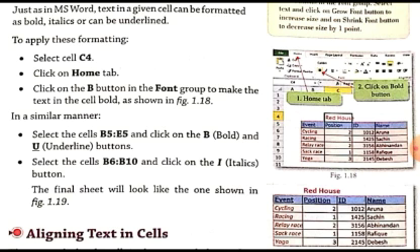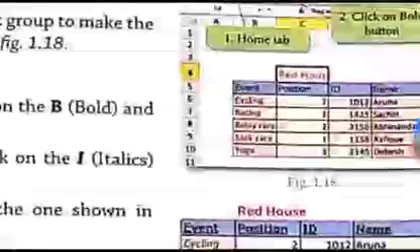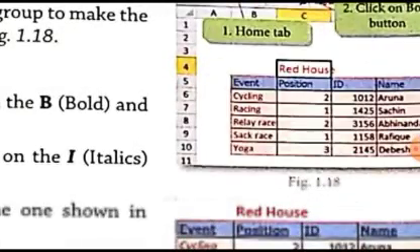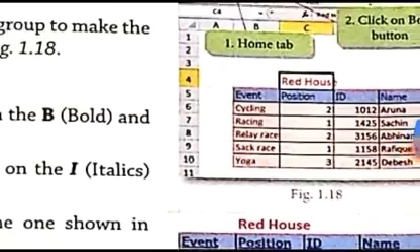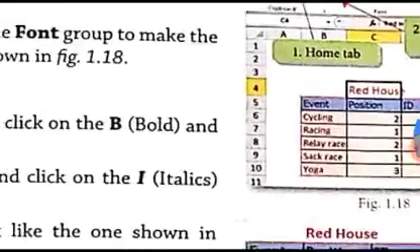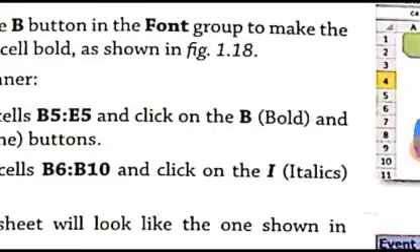See, the 5th row is containing the headers. There are 4 headers here: event, position, ID and name. The data lies below, in B5 to E10, sorry, B5 to E5 is the range which is having the headers here.